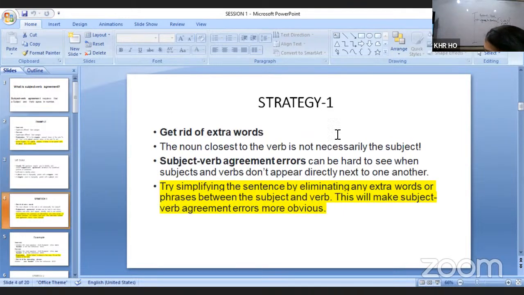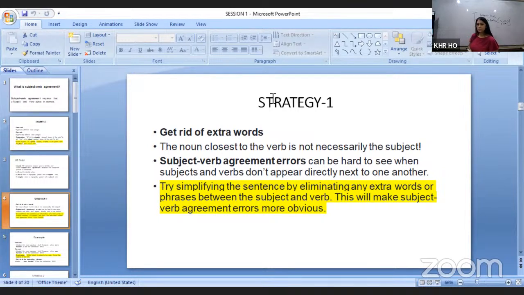Let's go with this first strategy. Your strategy is to get rid of extra words. It says the noun closest to the verb is not necessarily the subject. It basically means what she's saying, that it's not necessary. That's what we were talking about.